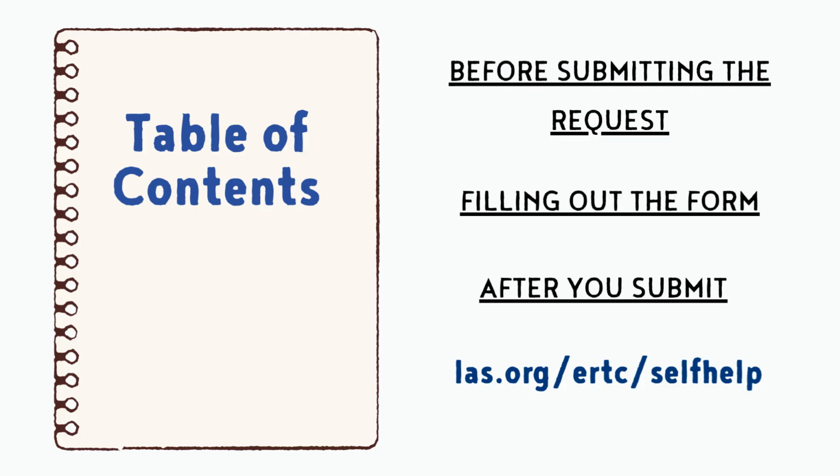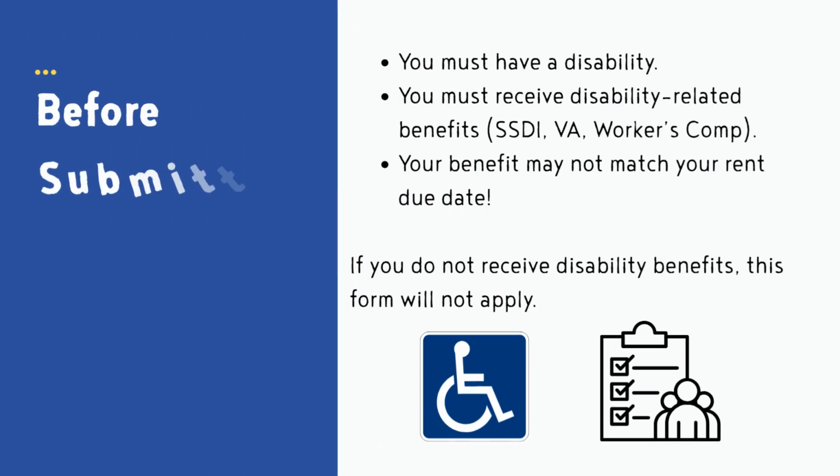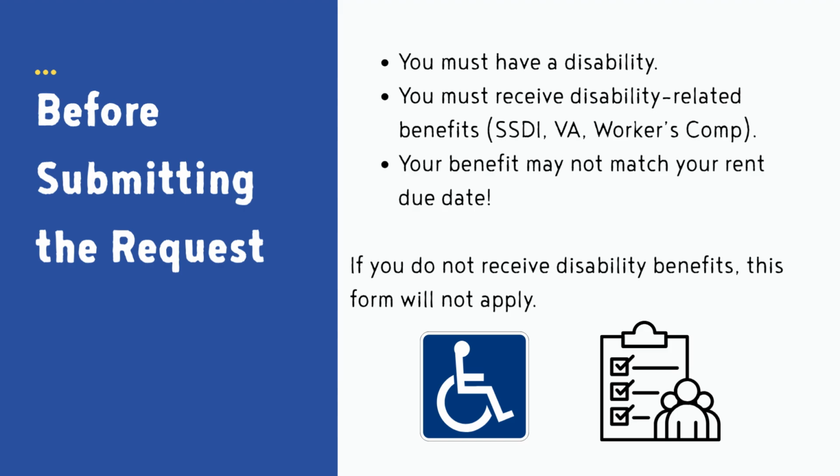The Fair Housing Act allows you to request a change in the day you pay rent if you have a disability and receive disability-related benefits like SSDI, VA benefits, or workers' comp. Sometimes the day you get those benefits and the day that rent is due do not match. For example, you may get your benefits check on the second Friday of every month, but your rent is always due on the first of the month.